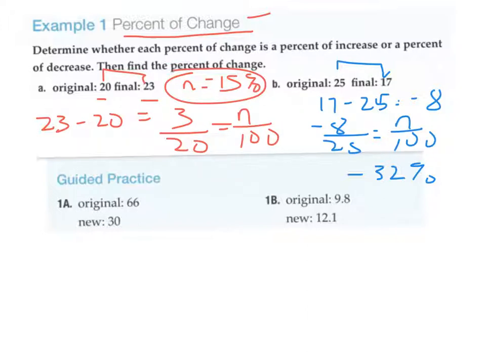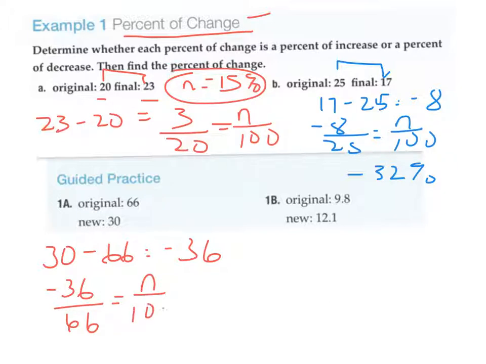So let's look at the next two. So we're going to start with taking our new price and subtracting the original. And in this case, after we subtract, we get a negative 36. And we're going to take that change over the original, which is 66, and we're going to make a percent out of it by making it equal to n over 100. If I take my 36 and multiply it by 100, and then divide that by 66, I get a negative 54.54%.